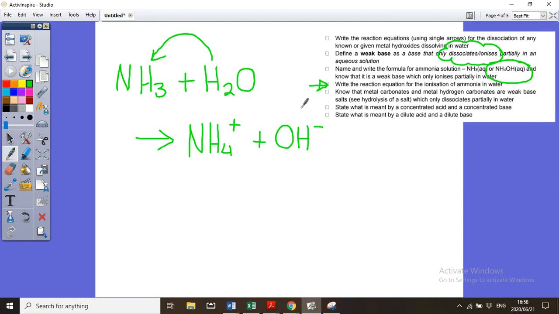Metal carbonates, metal hydrogen carbonates, and all of those will be seen as weak bases that only partially dissociate in water, and you will therefore write a double arrow. Also, this one is seen as a weak base, and we will write a double arrow. The only place where we are going to write a single arrow would be for the group 1 hydroxides, which is then seen as the strong bases.